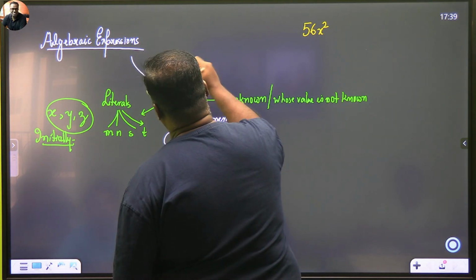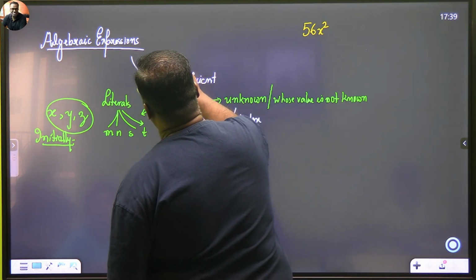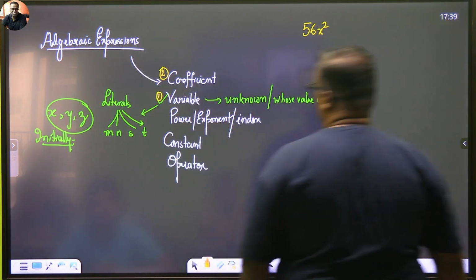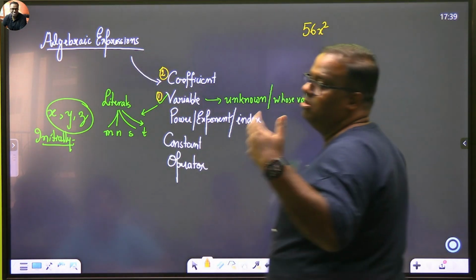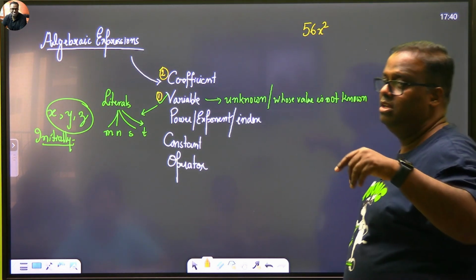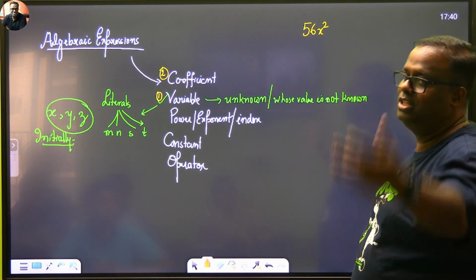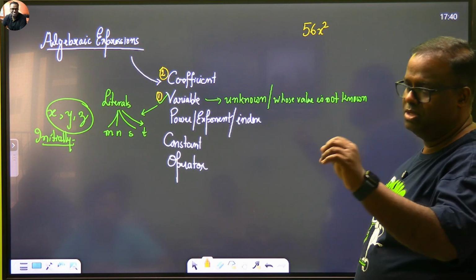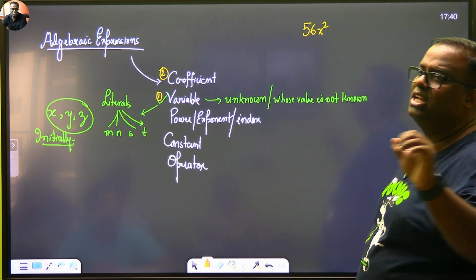Once you have defined variable, you are in a position to define what is the coefficient. Coefficient is like, my name is Jaydeep, Mr. Jaydeep. So that Mr. is the coefficient. The salutation that you give to a name, Mr., Mrs., Master, Miss, what is this? This is a salutation, as we say.